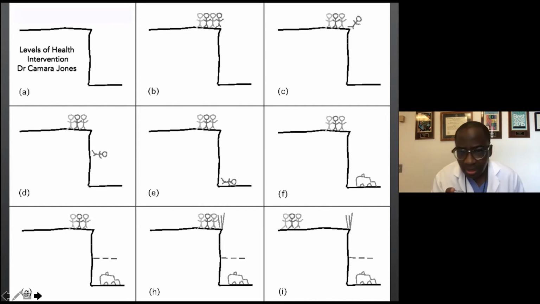Or we can simply take those individuals who are living at the edge of the cliff and move them far away from the edge so that they're not even at risk of falling in the first place. And this is what we call primordial prevention. And this is why zip code is one of the greatest predictors of life expectancy in this country. In fact, one study in New Orleans showed that zip code can explain differences in life expectancy of up to 25 years. And so these are where the social determinants of health come into play.